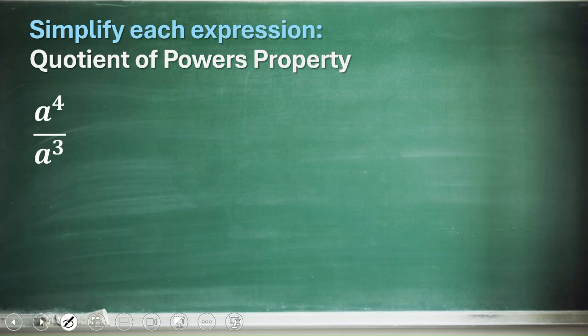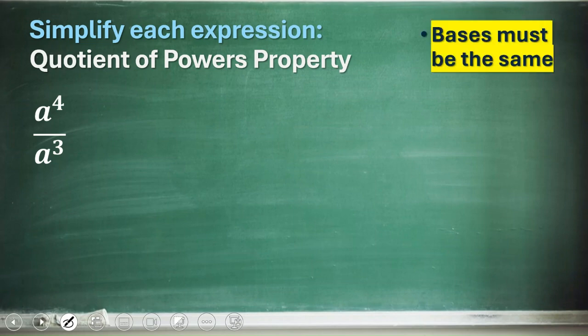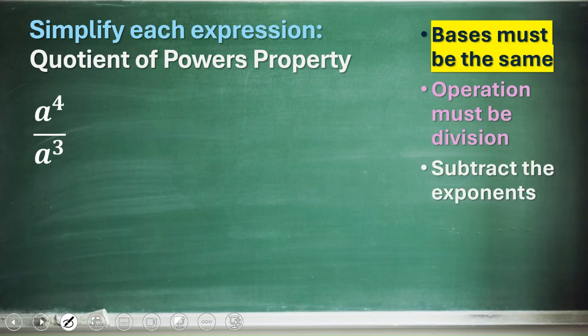First, this property only works when our bases are the same. So in this example, we have bases of a. If those bases weren't the same, we could not use this property. Second, our operation must be division in order to use this property. And third, the shortcut rule for this property is that we subtract the exponents.